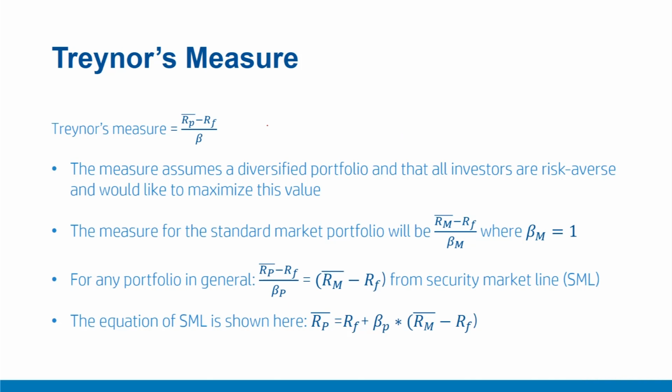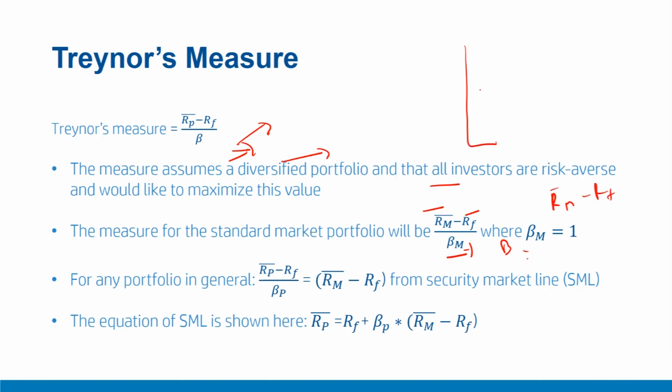Now, this measure assumes that investors hold a diversified portfolio and that all investors are risk averse and would like to maximize Treynor's measure. Let us examine Treynor's measure for the market portfolio. For expected return RM bar, risk-free rate RF, and beta M, where beta M is 1 because it is the sensitivity of the market with itself, the slope, or Treynor's measure, becomes RM bar minus RF itself.